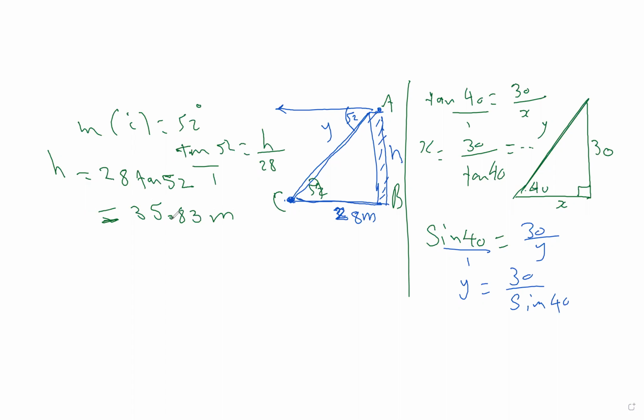Okay, try to check the answer. The answer is correct, I checked it. Okay, who can find the distance from the observer to the top of the tower, which is y? Who can find y? Nobody? It's very difficult to find.